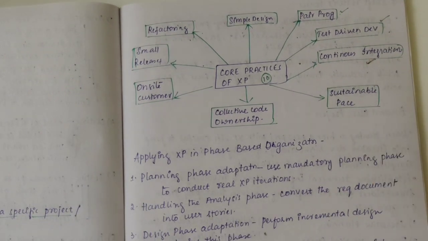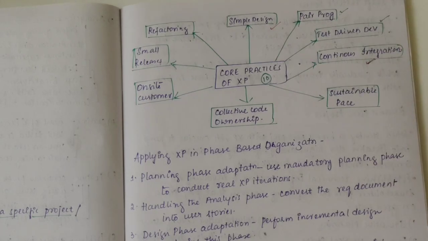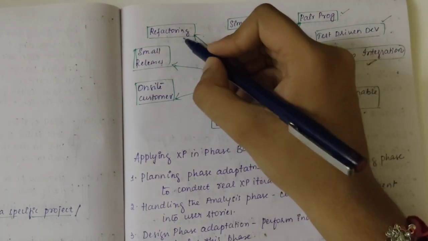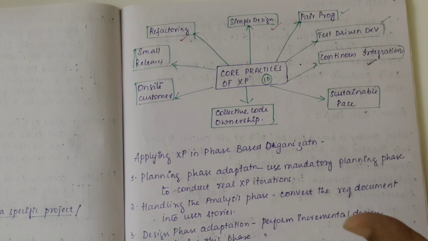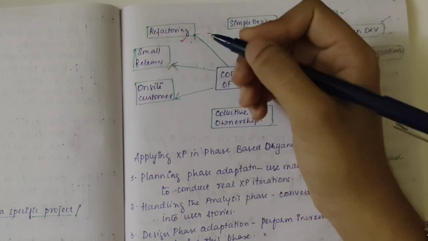Then we have simple design. Simple design is like we should make sure that our design is simple and the customer needs are satisfied. Then we have refactoring. Refactoring means we should continuously improve the design of the code without changing its functionality. Okay. Then we have small releases.